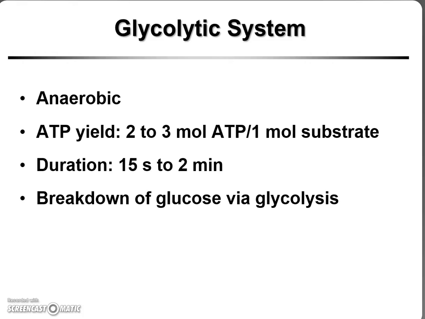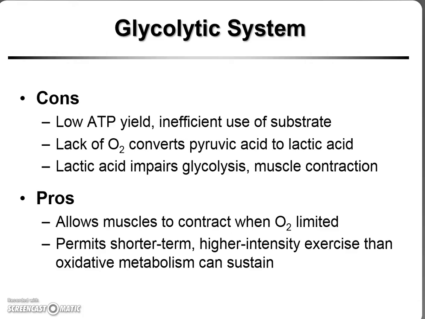Our second anaerobic system is the glycolysis system, or sometimes called glycolytic. Again, it makes about 2 to 3 ATP per mole of substrate. Whereas, I failed to mention this, the ATP-PC makes about 0.9, a little less than 1 ATP per mole. Duration of this one might be anywhere from 15 seconds, beyond that of the ATP-PC, maybe even up to 2 to 3 minutes. The breakdown of glucose is called glycolysis. Here you see a list of pros and cons of this system.